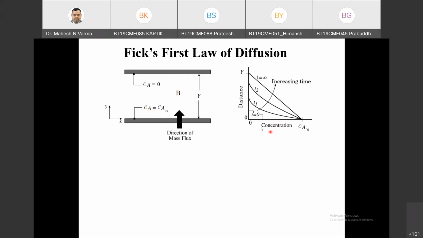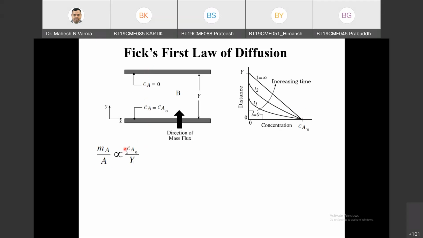Under these circumstances, this case is discussed at steady state, where Fick observed that mass flux is proportional to concentration gradient. This is the rate of mass transfer per unit area. So here concentration is CA0, here concentration is 0, the distance is y, and here the y distance is 0, hence it is CA0 by y.